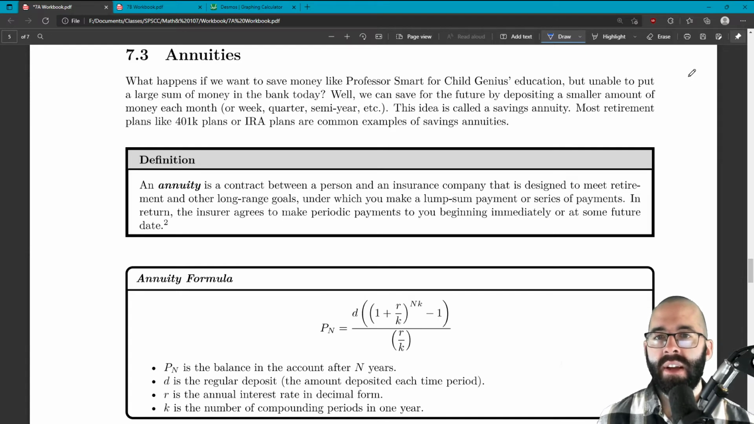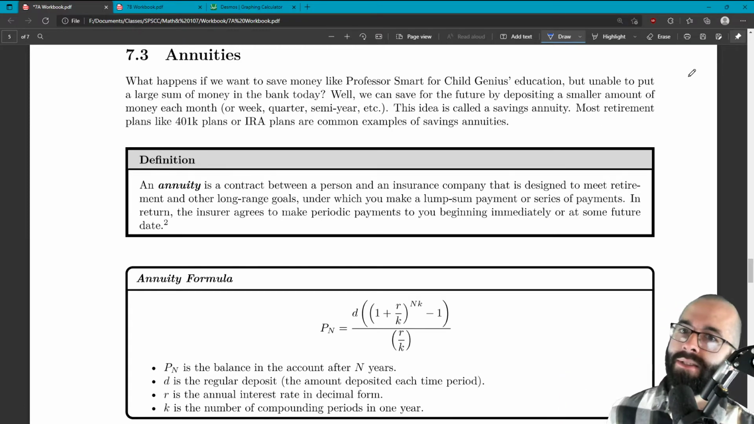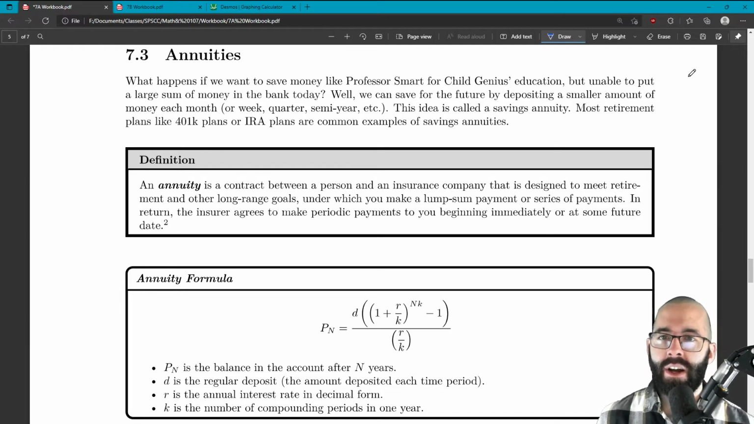Okay, and this is a lot of times what's done for 401ks or IRAs and stuff like that. They're called savings annuities. And then eventually, with a lot of these situations, we'll also do regular withdrawals after a specific date, such as retirement. So that's what we're talking about when we talk about annuities: regular payments into an investment account.